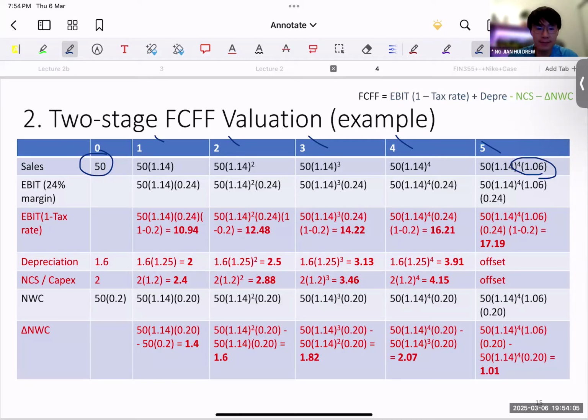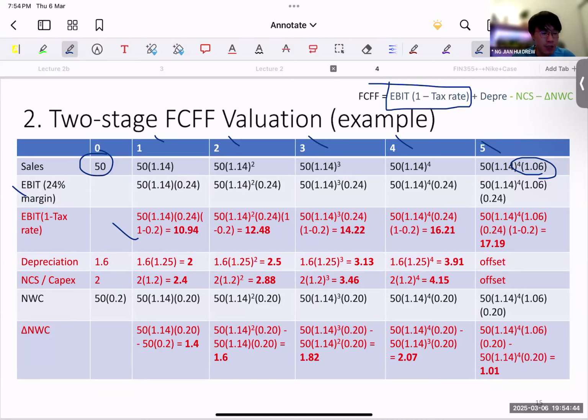6% growth only. EBIT margin is flat at 0.24. Sorry, not percent, 0.24. We have 1 minus tax rate, so EBIT times 1 minus tax. This tax rate is 20%. So basically, I have now derived the EBIT(1-t). So I color coded the various components of our FCFF. In black they are just more like sub answers, right? But the red ones are the numbers that we're interested in.